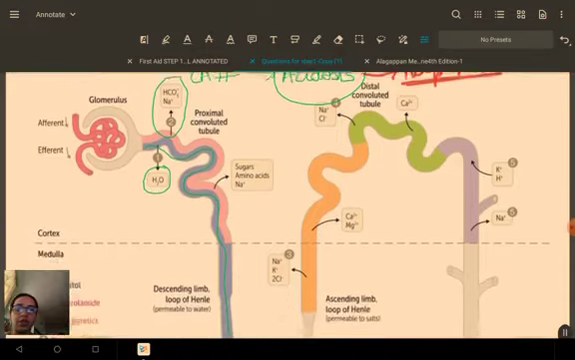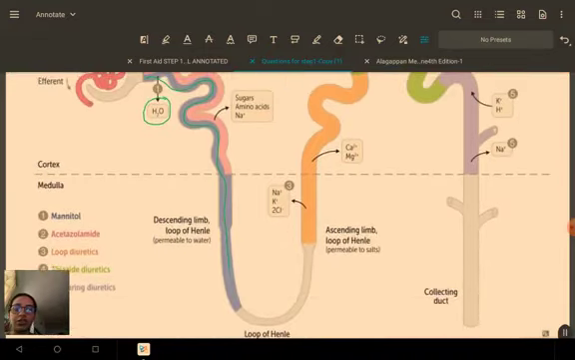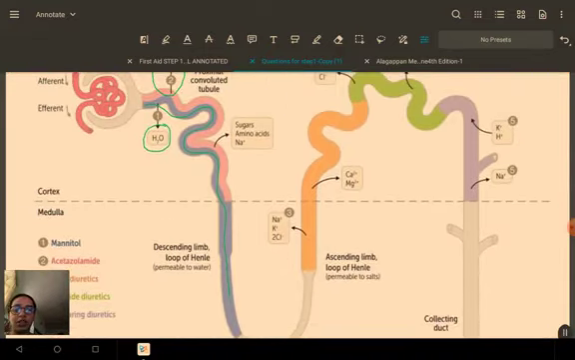Okay, then moving on to our third location. It is the thick ascending limb of the loop of Henle. And the drugs which act here are the sodium potassium 2 chloride inhibitors, which are our loop diuretics.